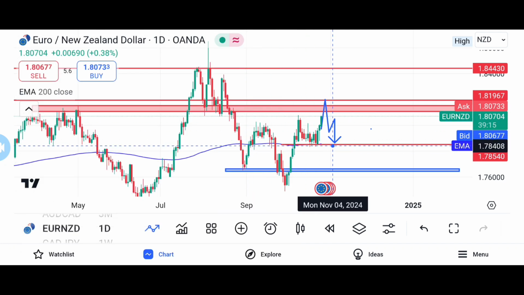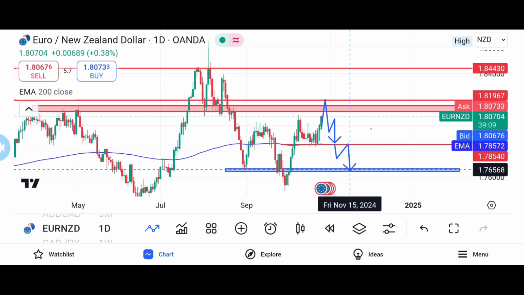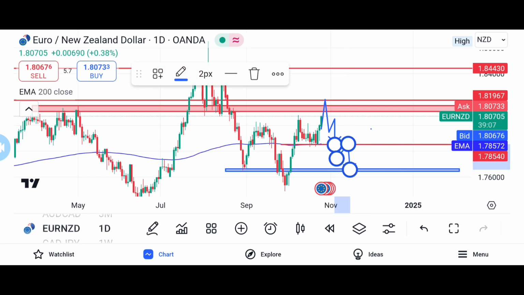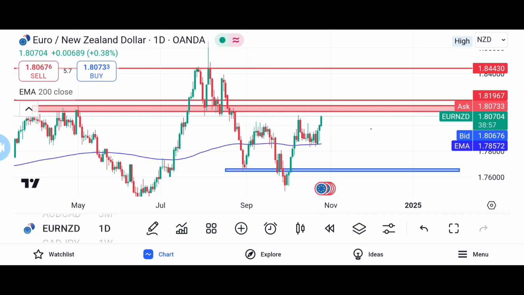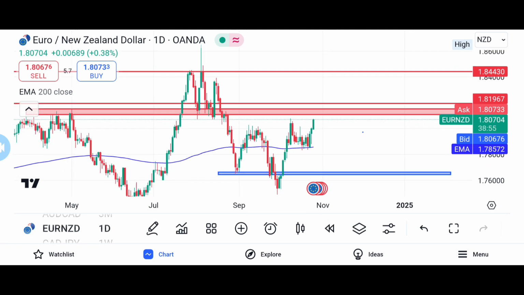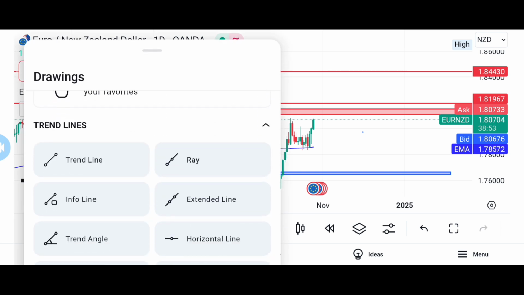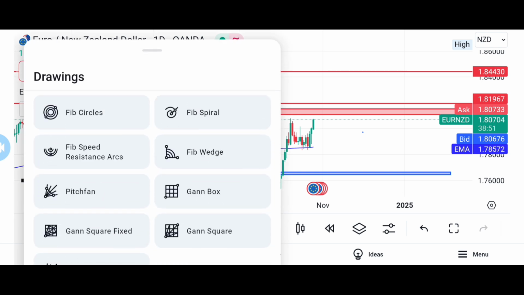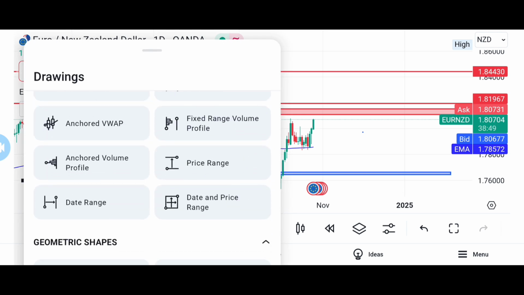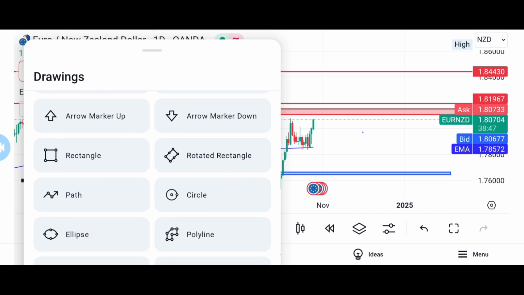Once the neck is broken here, we are guaranteed to form the left shoulder of the inverse head and shoulder. Are we together? So that is what I wanted to bring on board. And what will disqualify this plan? The only rule that will disqualify this plan is only one.